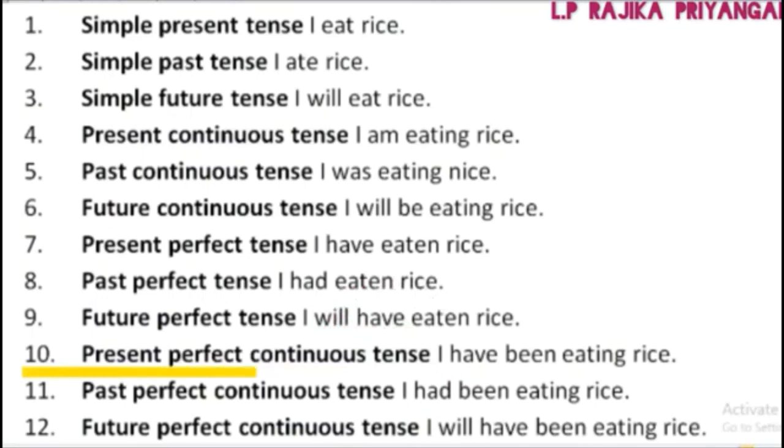Present perfect continuous tense. I have been eating rice. Past perfect continuous tense. I had been eating rice. Future perfect continuous tense. I will have been eating rice.